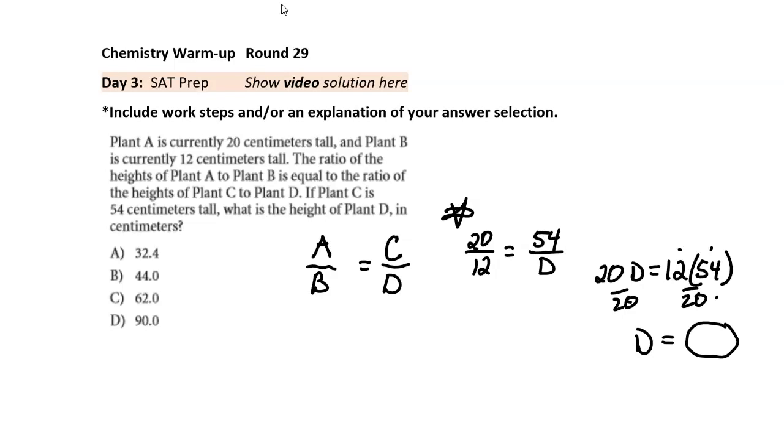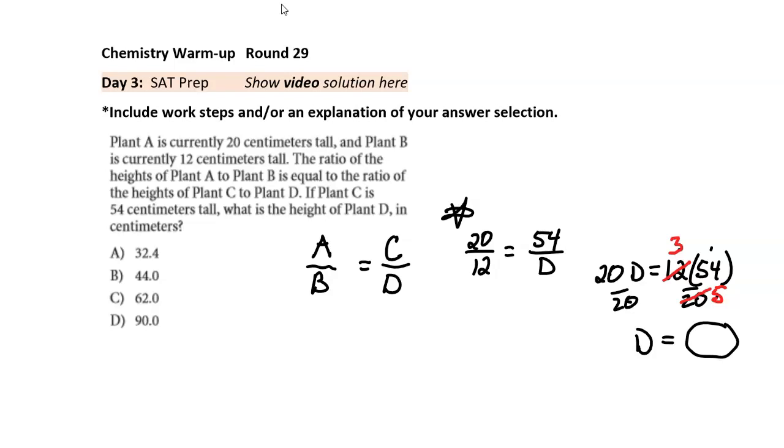If this is on the part of the test that does not allow a calculator, then you need to work this by hand. In that case, I'm going to make use of my simplifying skills to make this easier. 12 and 20 both divide by 4. 12 divided by 4 is 3, and 20 divided by 4 is 5. Now I could go 3 times 54 and then divide by 5, and that's going to be a little bit easier. But I don't even need to do that.